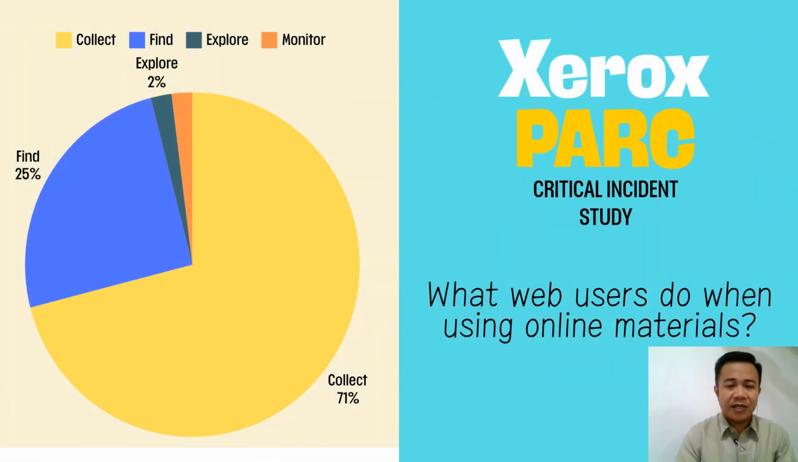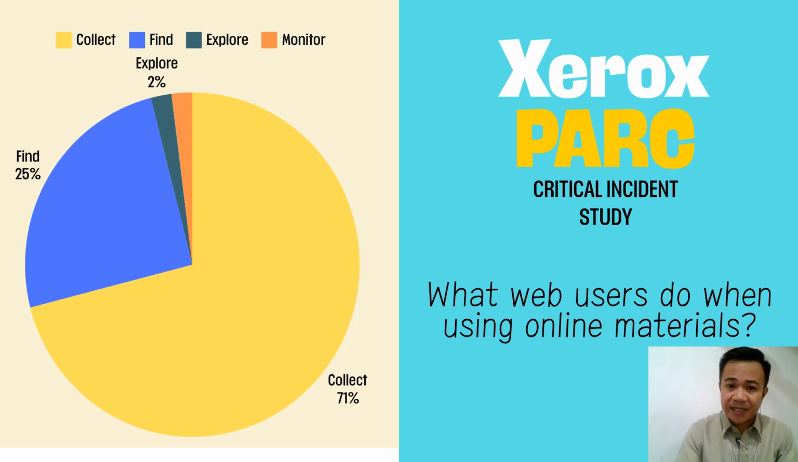So here is a chart based on a study conducted by Xerox PARC showing what web users do when using online materials. 71% of the time, they simply collect information. So they gather ideas from multiple online sources about a certain topic or issue. For instance, they want to collect a variety of perspectives about how people read online, so they need to seek various web pages about this topic and gather relevant information about it.